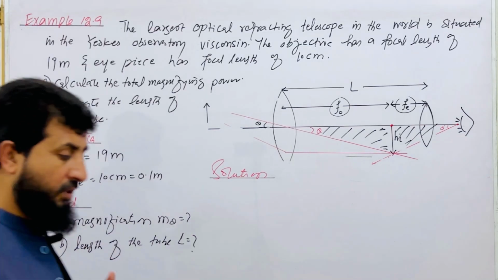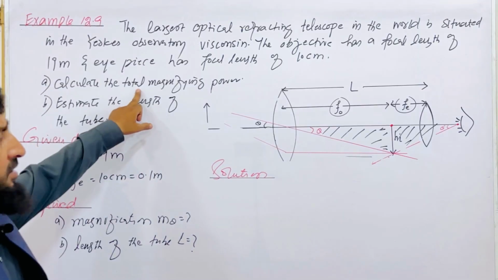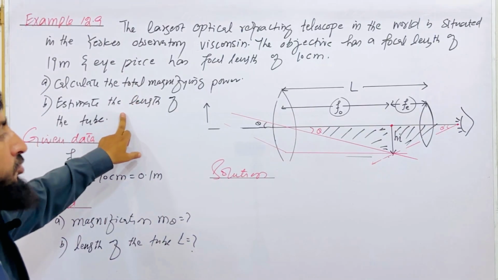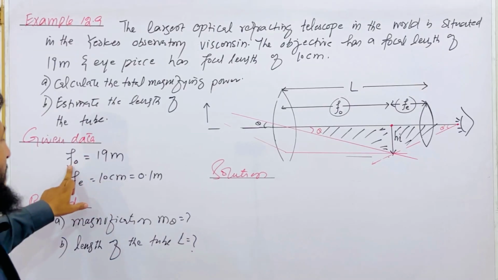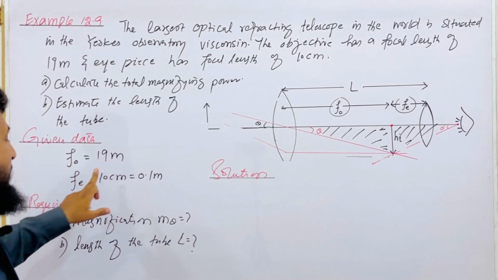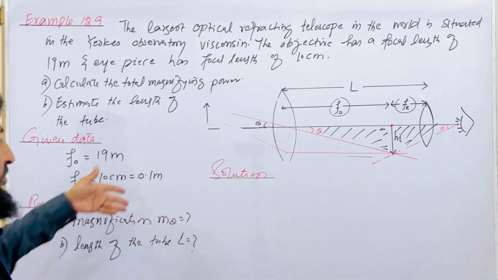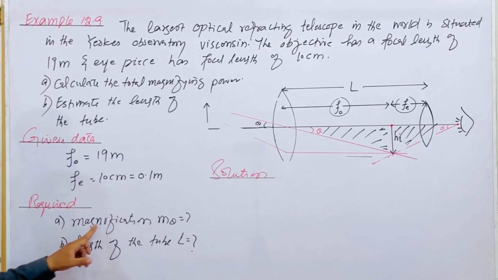दो चीज़ों को find out करना है, magnifying power और magnification of this telescope and the length of the tube. तो उसके लिए given data, focal length of objective given है 19 मीटर, focal length of eyepiece 10 सेंटीमीटर, 0.1 मीटर के बराबर है, 10 divided by 100. Required is magnification m theta and length of the tube.